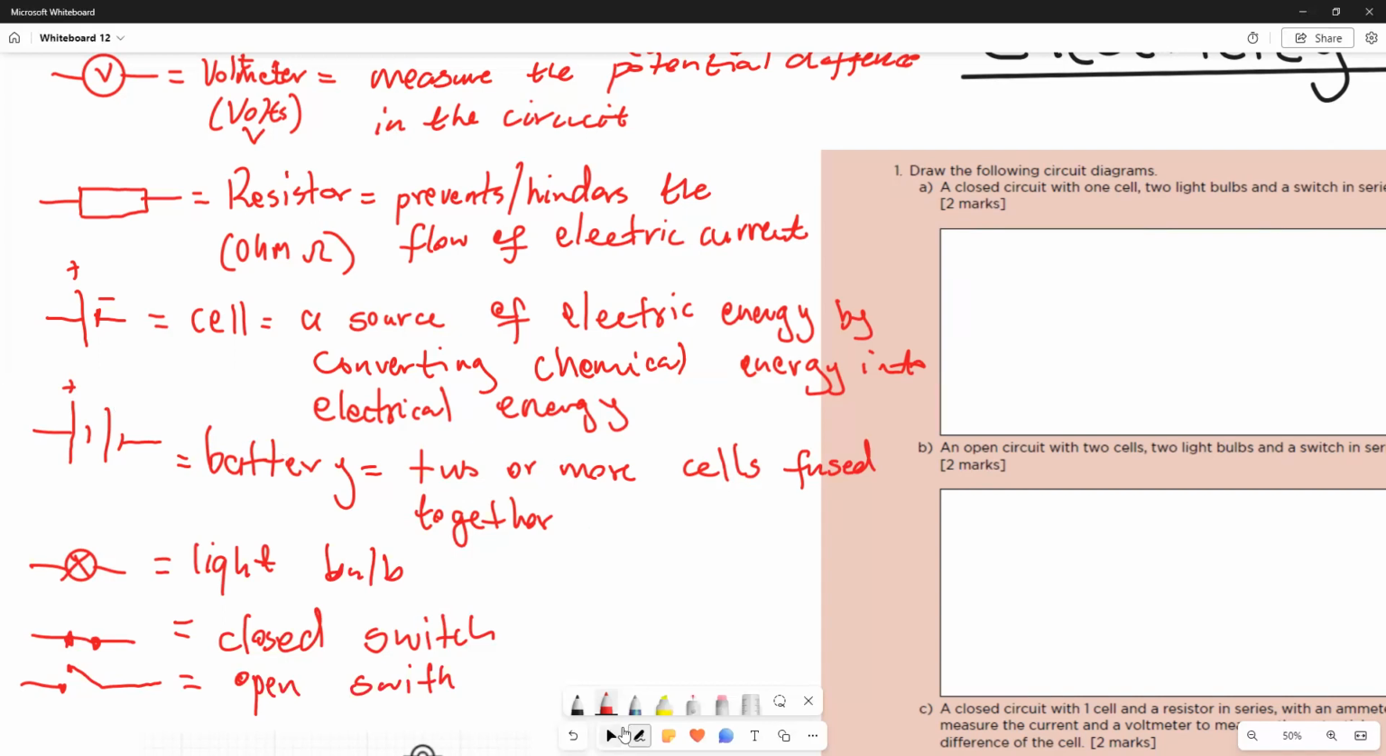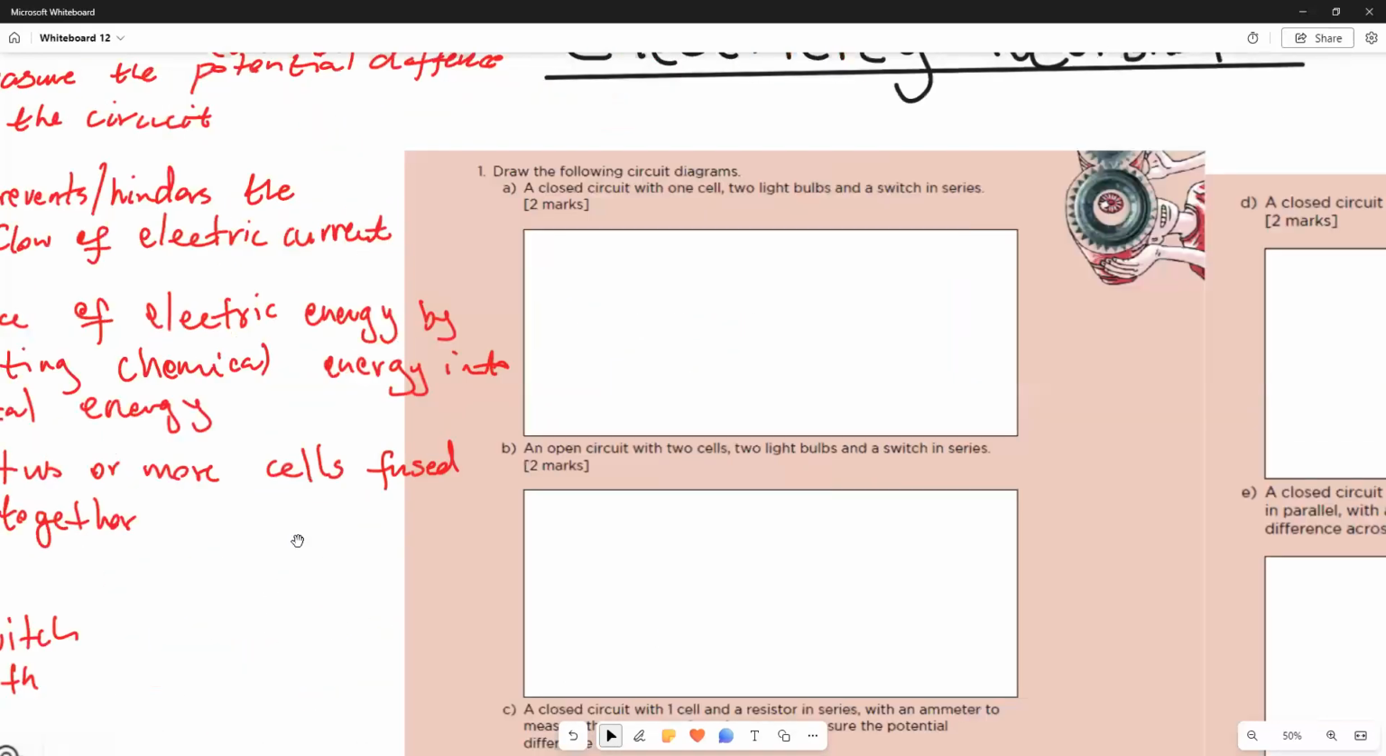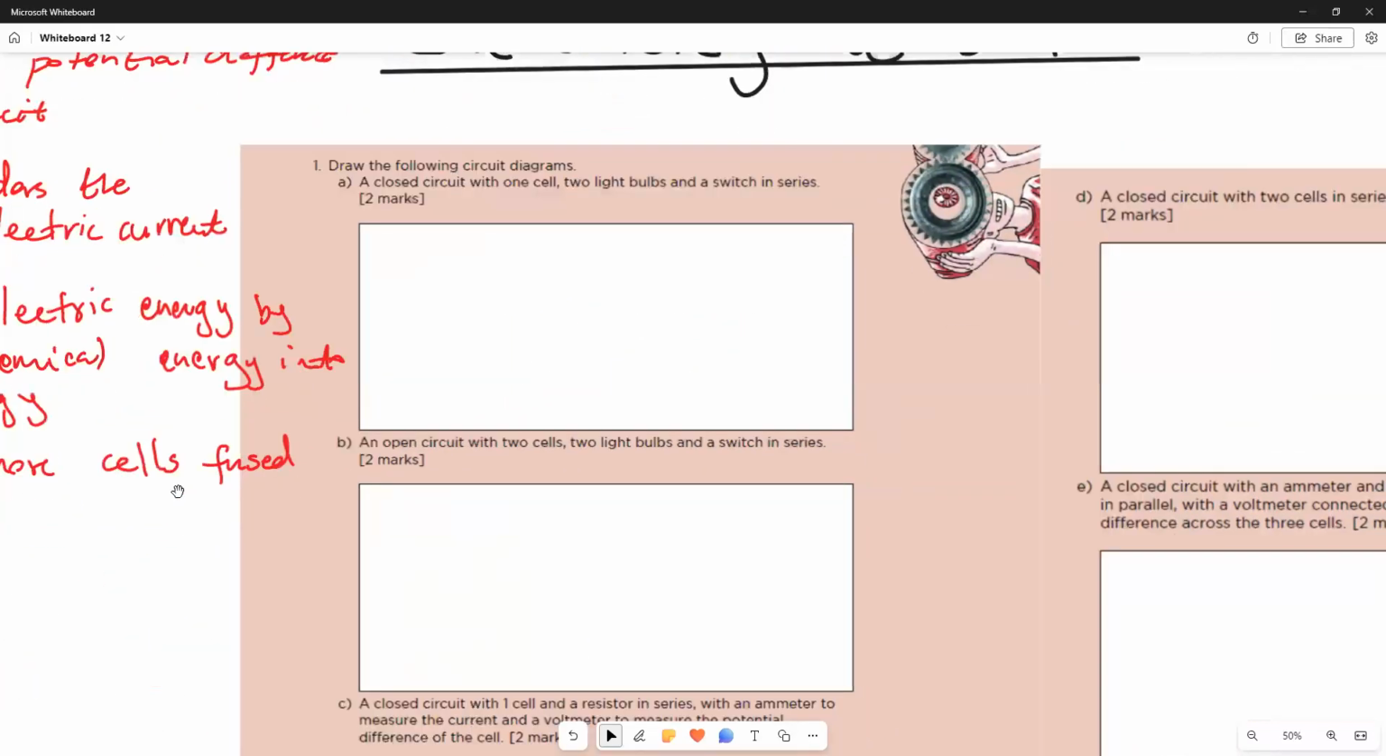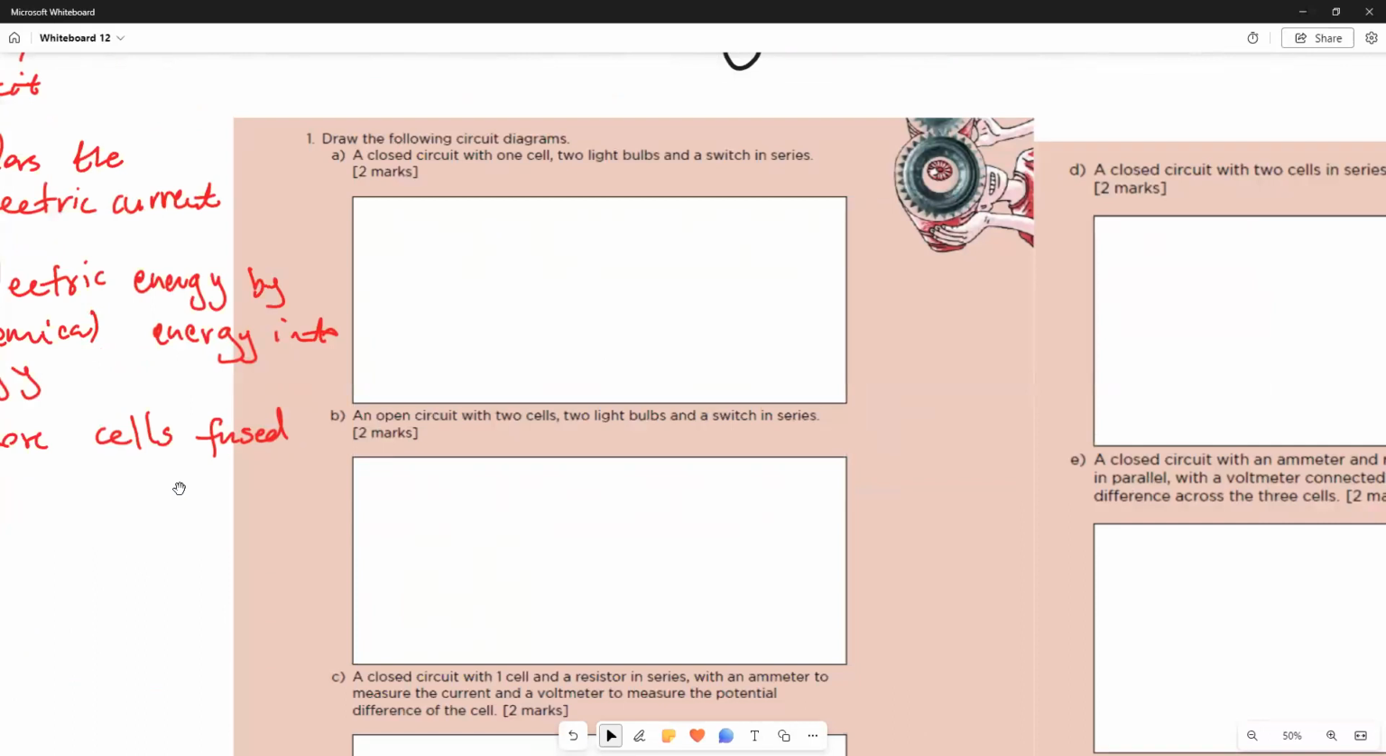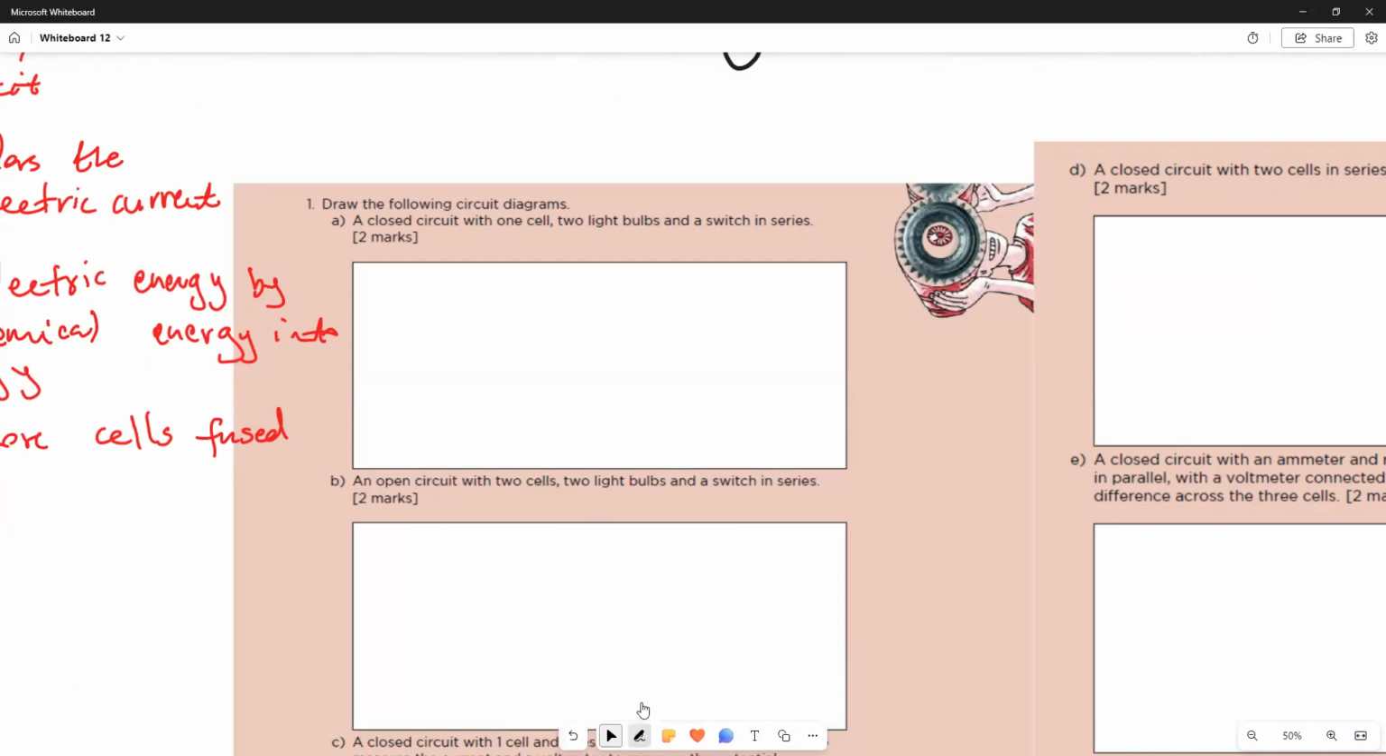Okay. Perfect. Now we can go straight into the questions. The first question, they want us to draw a circuit diagram. Okay, A, they say a closed circuit with one cell. So the circuit must be closed. So we have one cell there, right? You show the positive and the negative terminal. Then we know we're going to go this way and that way.